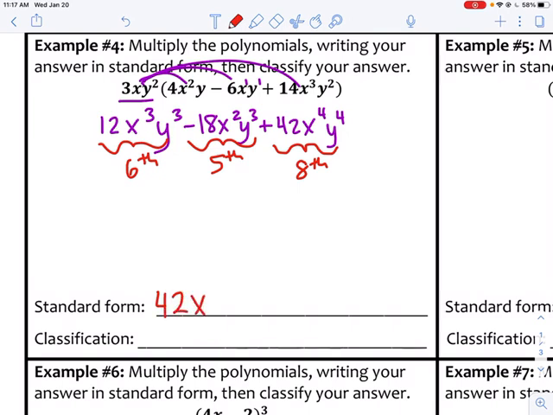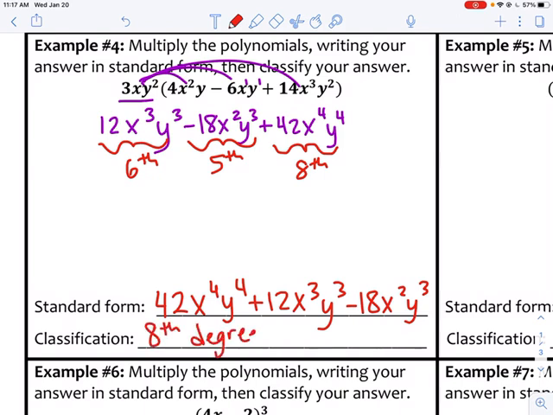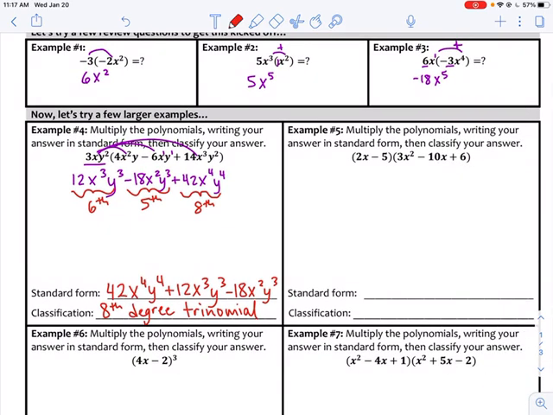So that's going to be 42 x to the fourth, y to the fourth comes first. Then plus 12 x to the third, y to the third comes second. And then minus 18 x squared, y to the third is going to be our last term there. And so our classification always identifies the degree and how many terms there are. So in this case, my highest degree, this is an 8th degree. And then there are 1, 2, 3 terms. So this is an 8th degree trinomial. Remember, anything after 3 is just a general polynomial.